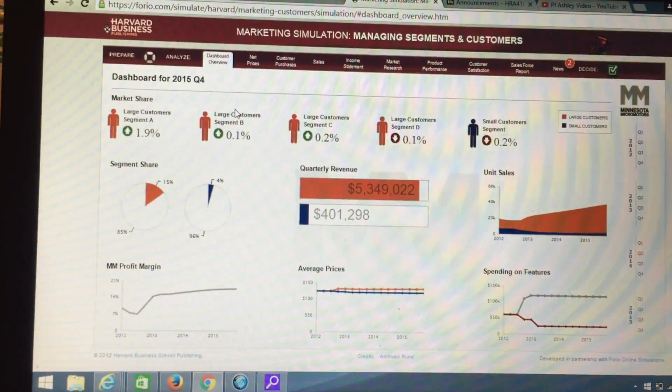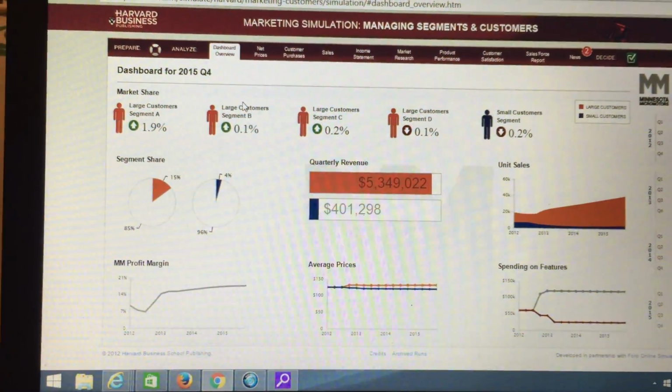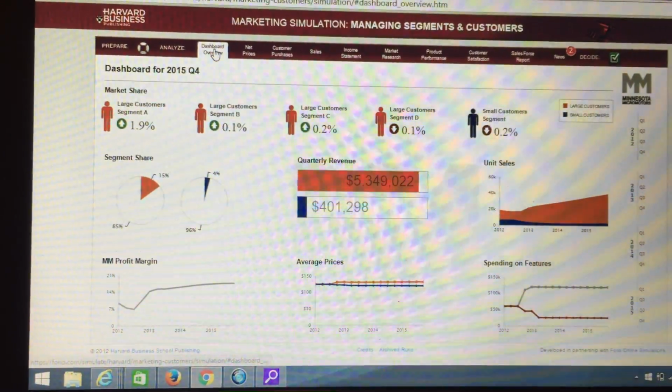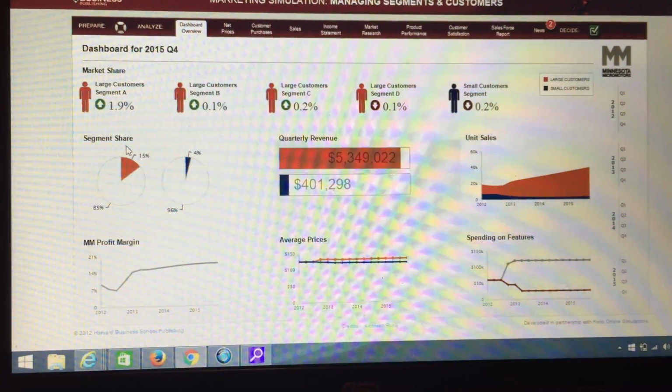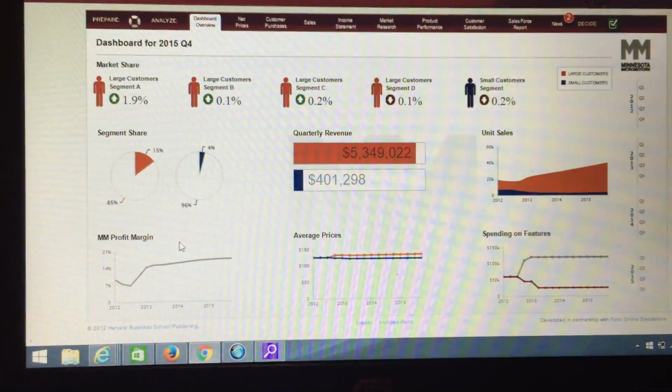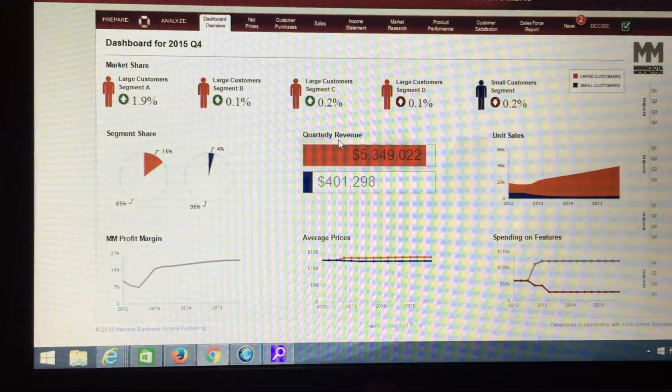For my marketing simulation, I achieved 9.3 million. Starting out is the dashboard overview. This also includes the market share, segment share, profit margin, average prices, and spending on features, as well as the quarterly revenue.